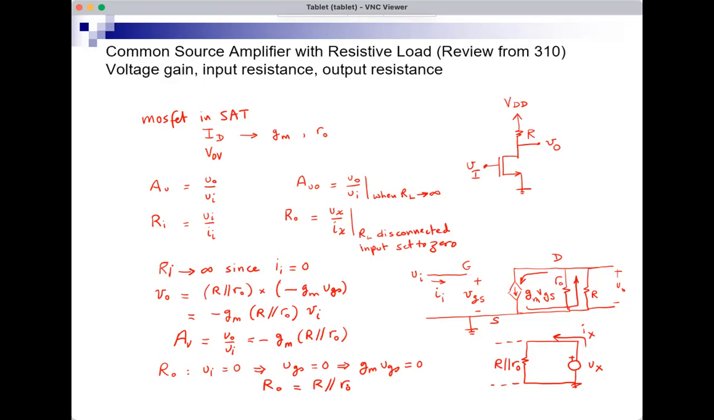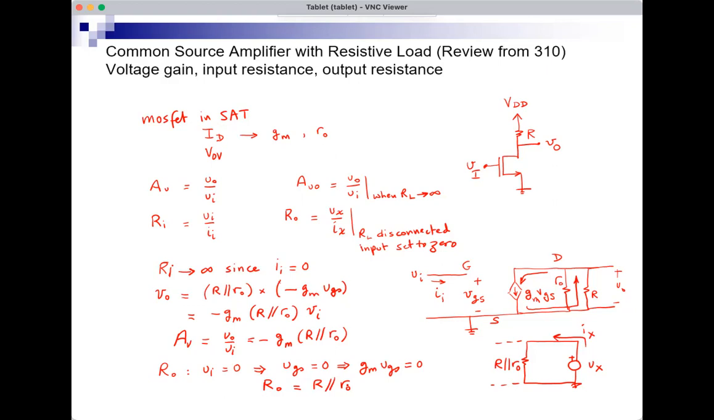the parallel combination is always smaller than the two resistors. So R parallel RO is always smaller than RO and always smaller than R. And here we can identify the first issue with the gain of this amplifier. R cannot be too large, especially if I'm talking about an integrated circuit. In integrated circuits, the resistors cannot be too large because they will take a large area. So we need to keep them small.